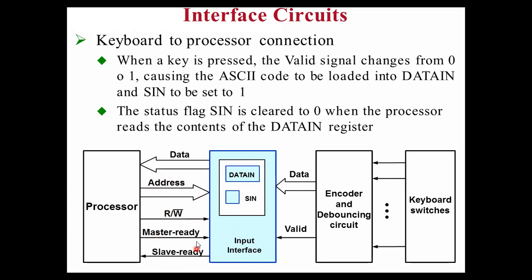Okay, these are the control signals. R by W bar means whether it is a read or write operation. If R equal to 0, then the read operation is performed. If W equal to 0, then the write operation is performed. These master ready and slave ready are also control signals we are using for the data transfer from the keyboard to the processor.